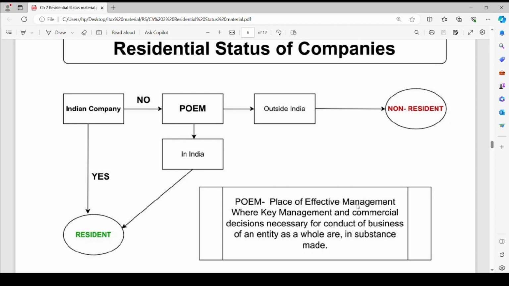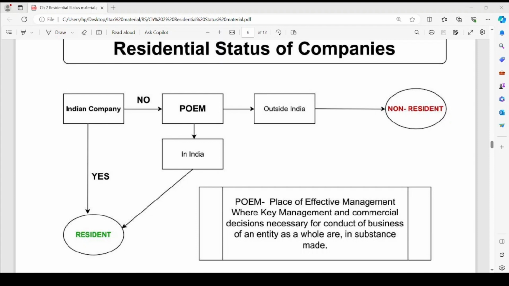Simply we have to see if the company is an Indian company, then it is a resident. If it is not an Indian company, we have to check if POEM is in India or outside India. If POEM is in India, the place of effective management is from India, then it is resident. And if the place of effective management is outside India, then it is considered to be a non-resident. With this, we have discussed how we have to determine the residential status of an individual or HUF or company or any person as per the Income Tax Act provisions.